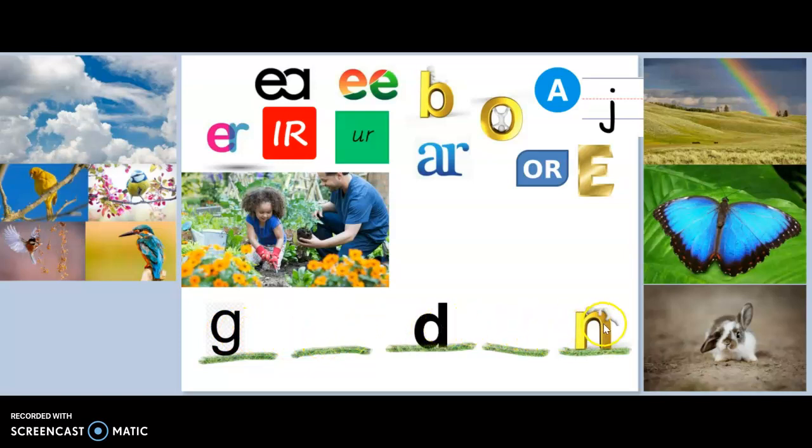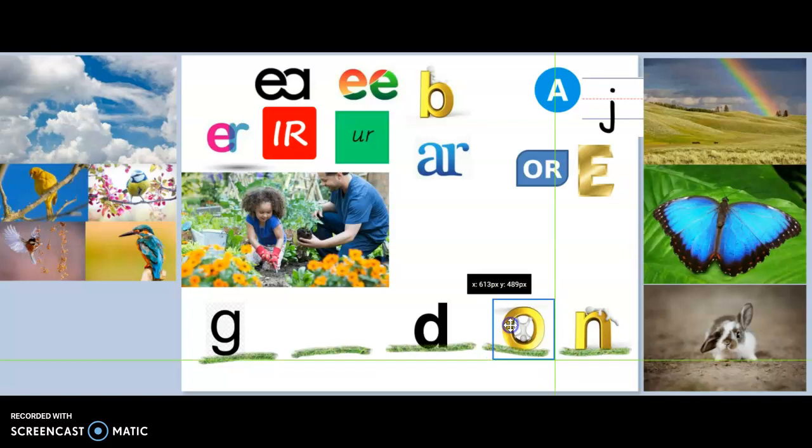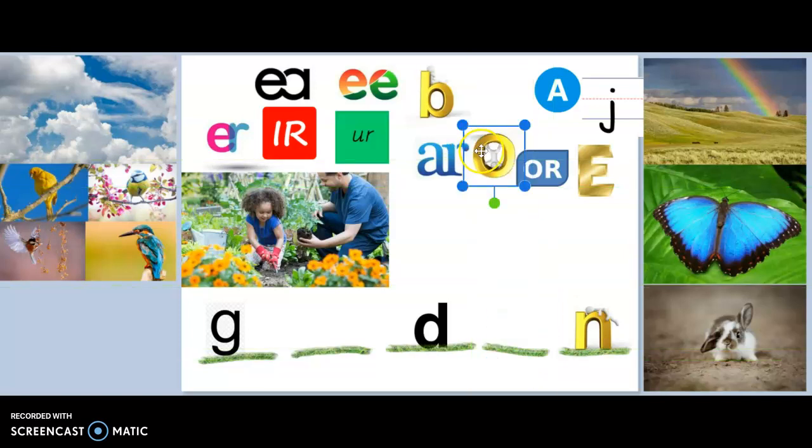G-R-D. N. With this, it would be Gardon. You can make an N sound with an O-N, but it's not usually the way it is. So it looks more like a Gardon. I don't think that's what we want.